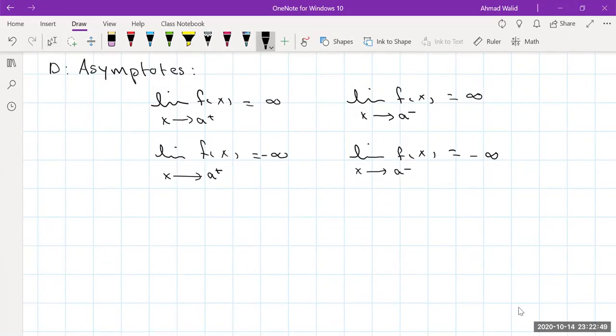Or you can find the limit at infinity, your horizontal asymptote. I'll do it in an example. Anyway, in part D, correct? Always look first for asymptotes.